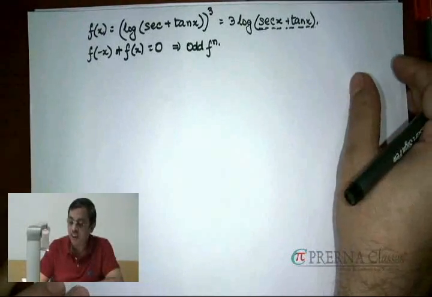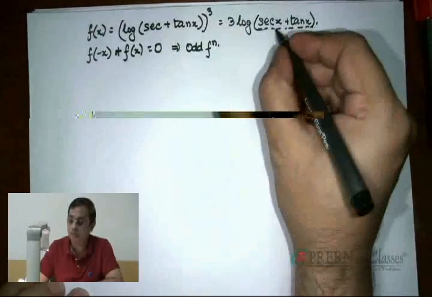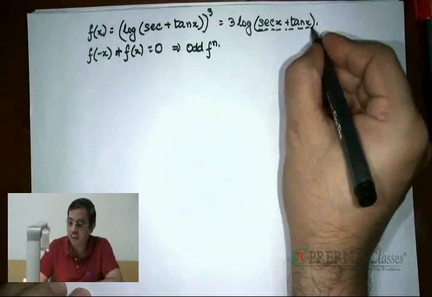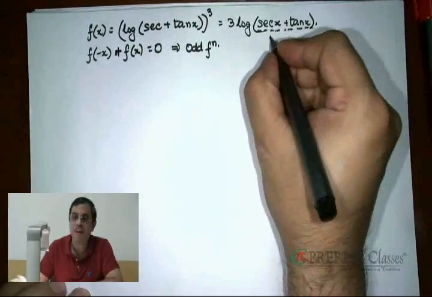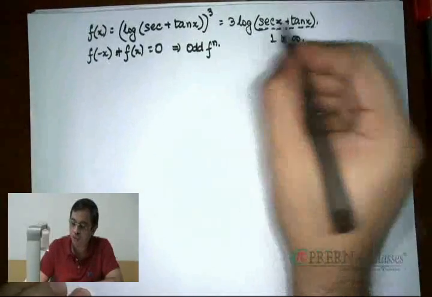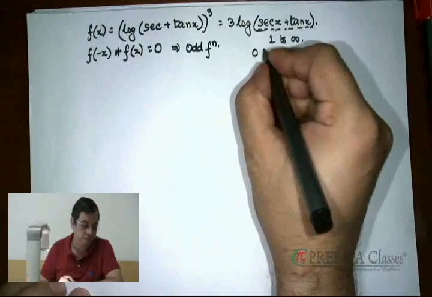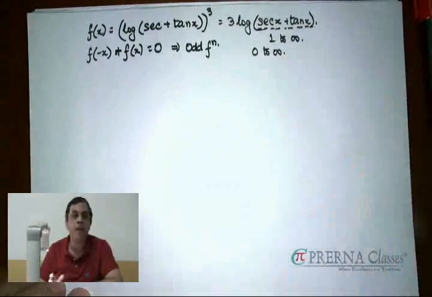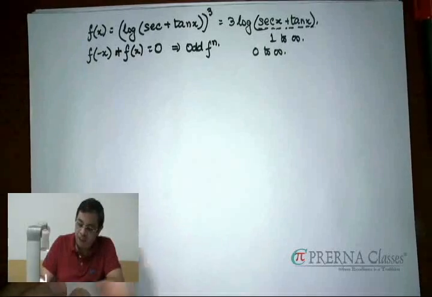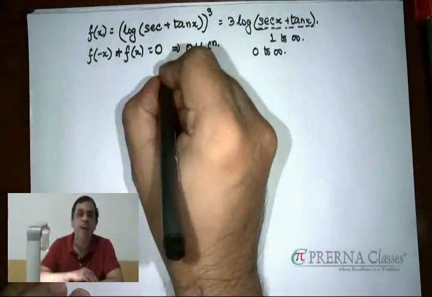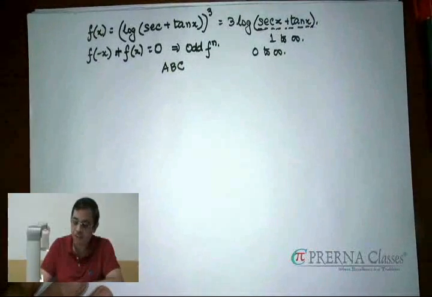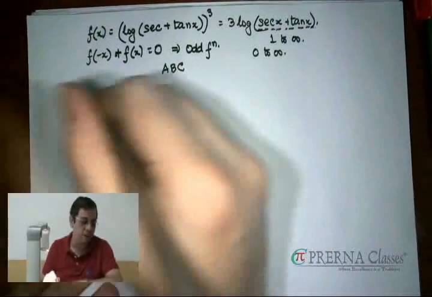Again, as x increases from 0 to pi by 2, the value of this quantity sec x plus tan x increases from 1 to infinity. And therefore, f of x is going to increase from 0 to infinity. Therefore, f is going to be an onto function. We have therefore shown all the options A, B and C as correct. D is incorrect. This is then the answer to that question.